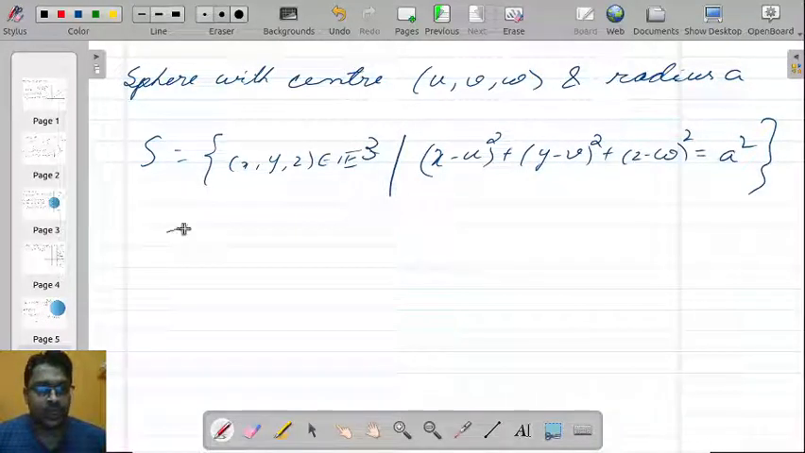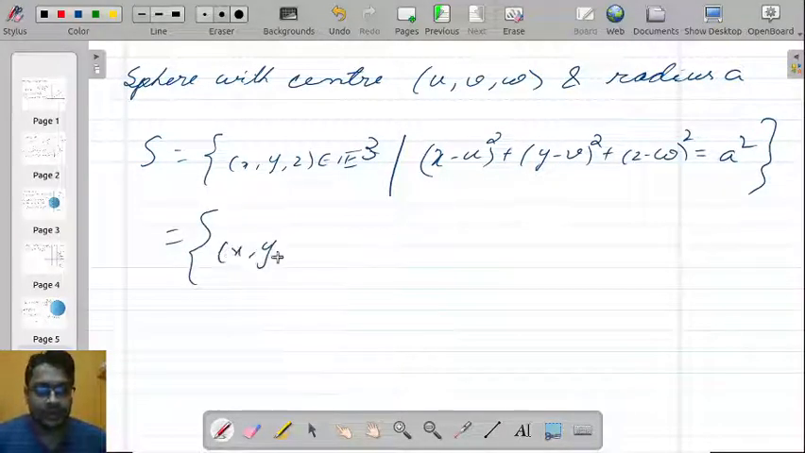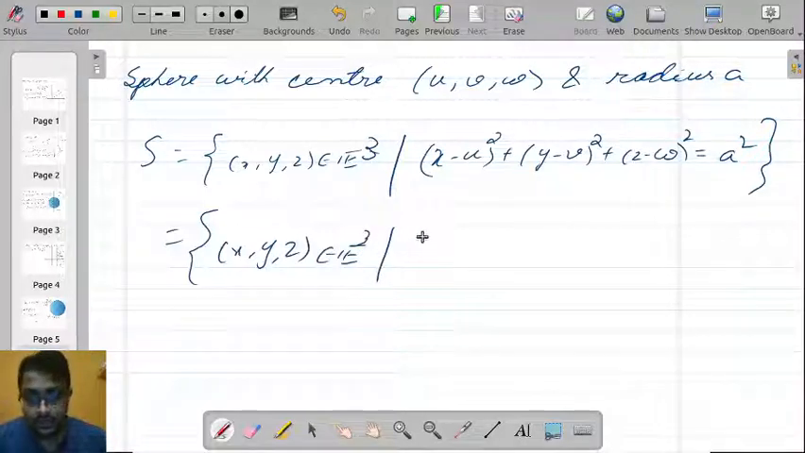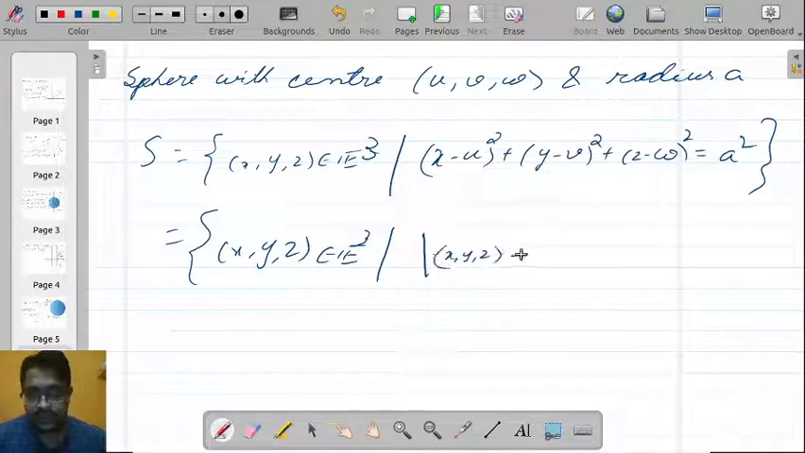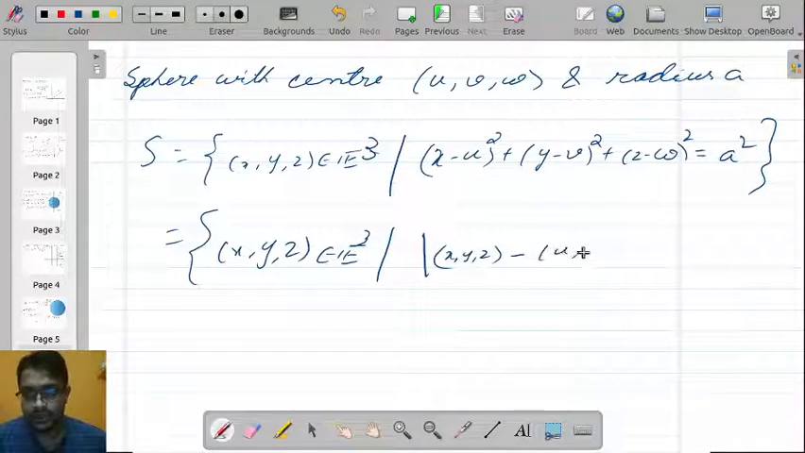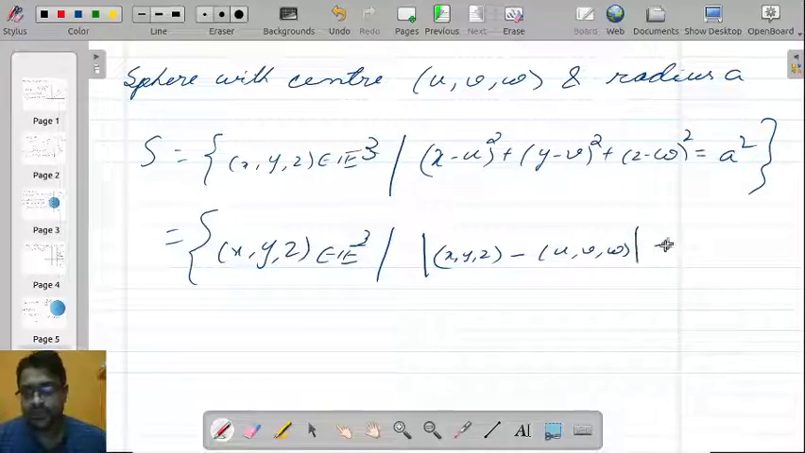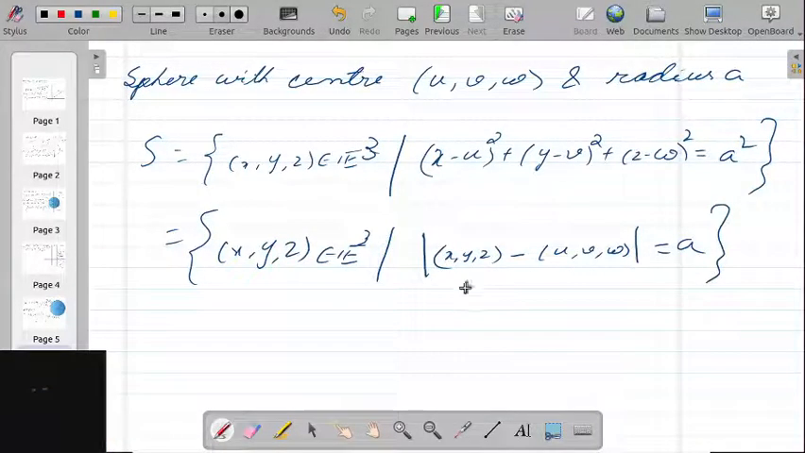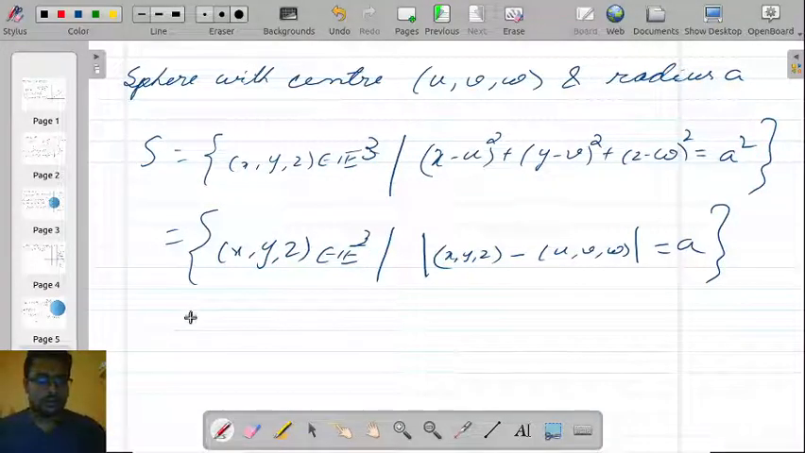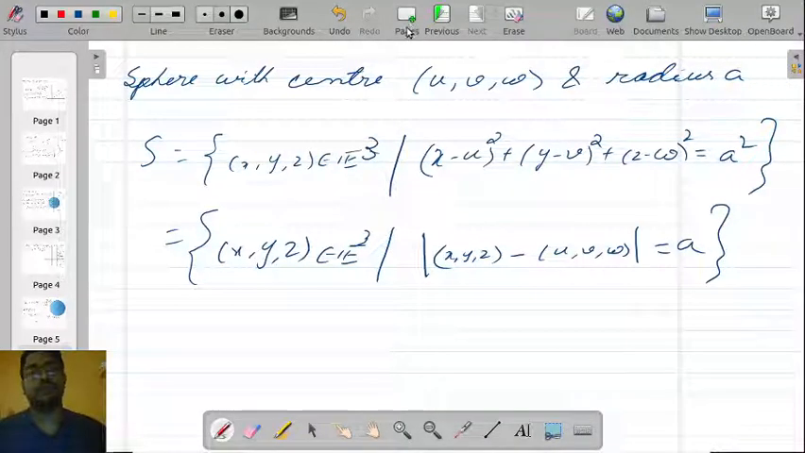We can denote it by another notation: (x, y, z) in E cubed that satisfy this distance. We can use the distance between (x, y, z) and this (u, v, w), and this distance is equal to a. It is the set of all those whose distance from a fixed point is equal to a. That way we can represent a sphere in E cubed.